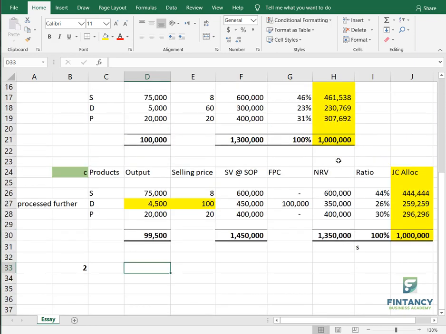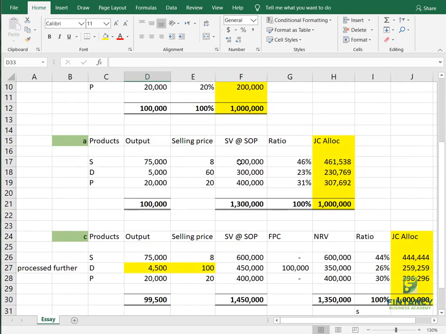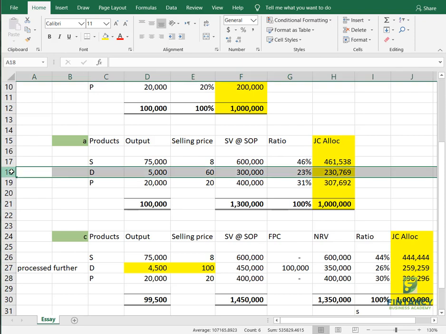See, if I don't process further, this is the answer. If I don't process further, what will happen? I am getting how much in sales value? 300,000, right? For the product decorative pieces, how much money am I getting? 300,000. And how much is the cost? 230,769. Got the point, everyone? Okay.